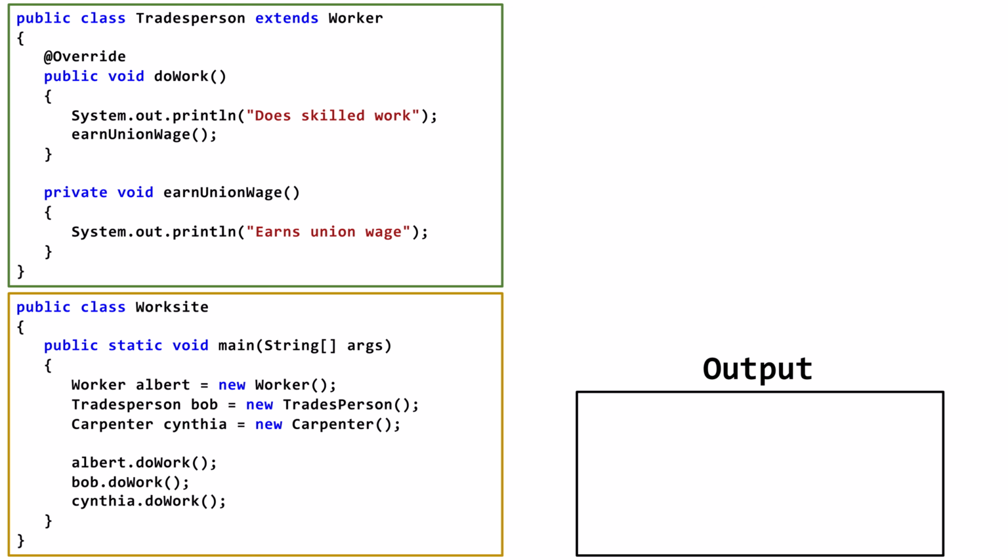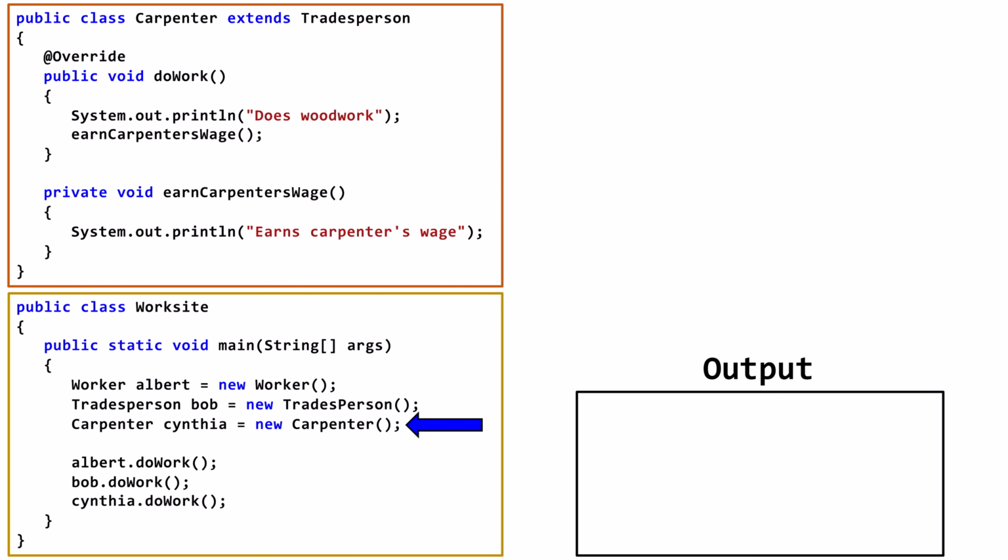Next, let's look at Tradesperson. The Bob variable is pointing at a new Tradesperson object. We skip down and call doWork from the object that the Bob variable is pointing at. Java goes to the overridden version of doWork, which outputs "does skilled work." Then it calls the earnUnionWage method, which outputs "earns union wage."